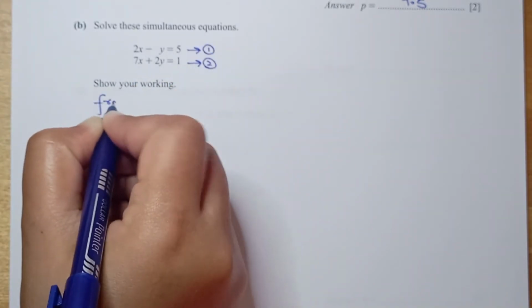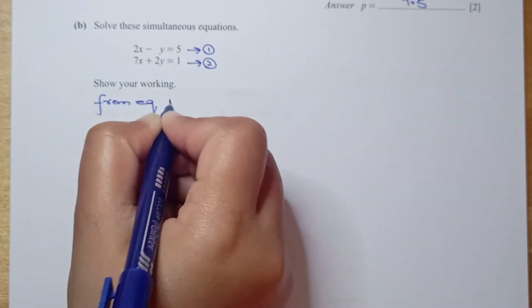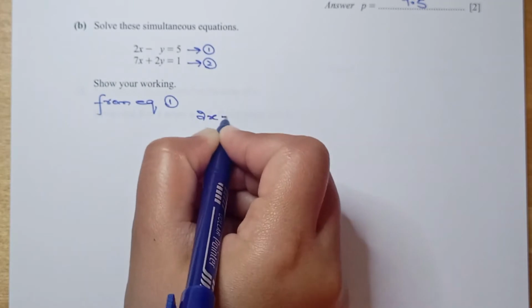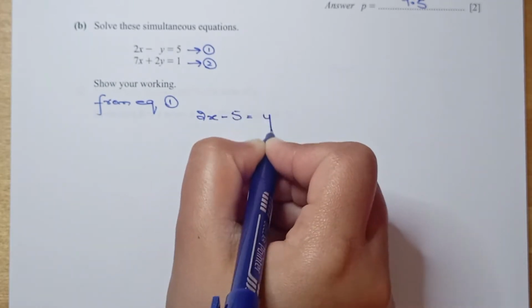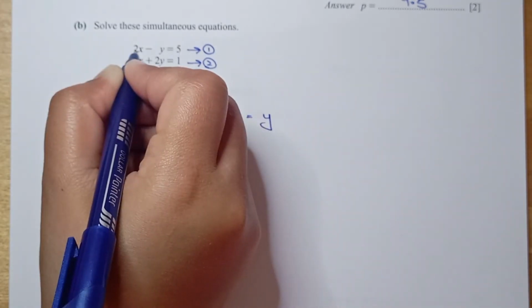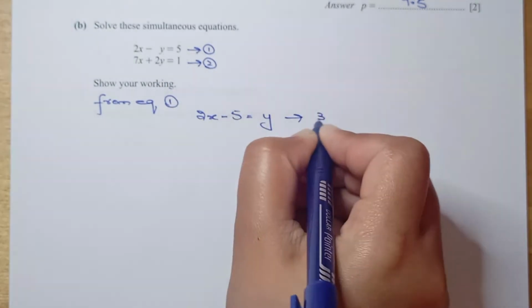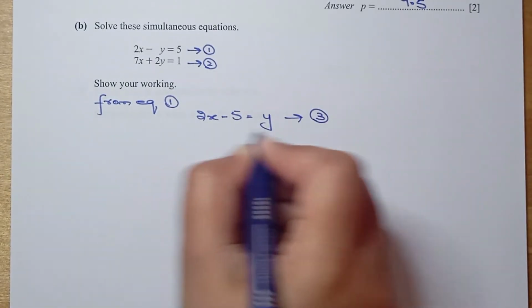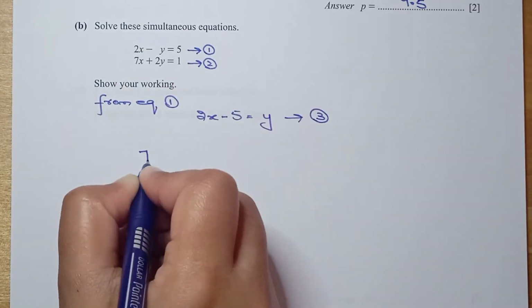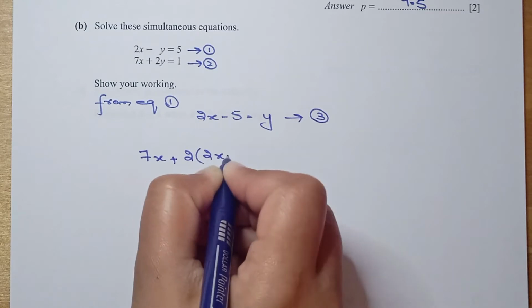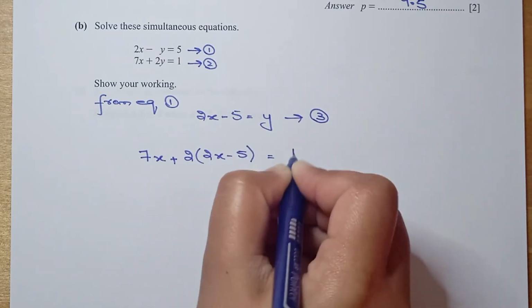So from equation 1, let me solve for y. So 2x minus 5 would be equal to y. Shifting the 5, it would be -5, and y on the other side will be positive y. Now this is equation number 3. Now put equation 3 into equation 2. So 7x minus 2 times y, that is 2x minus 5, is equal to 1.